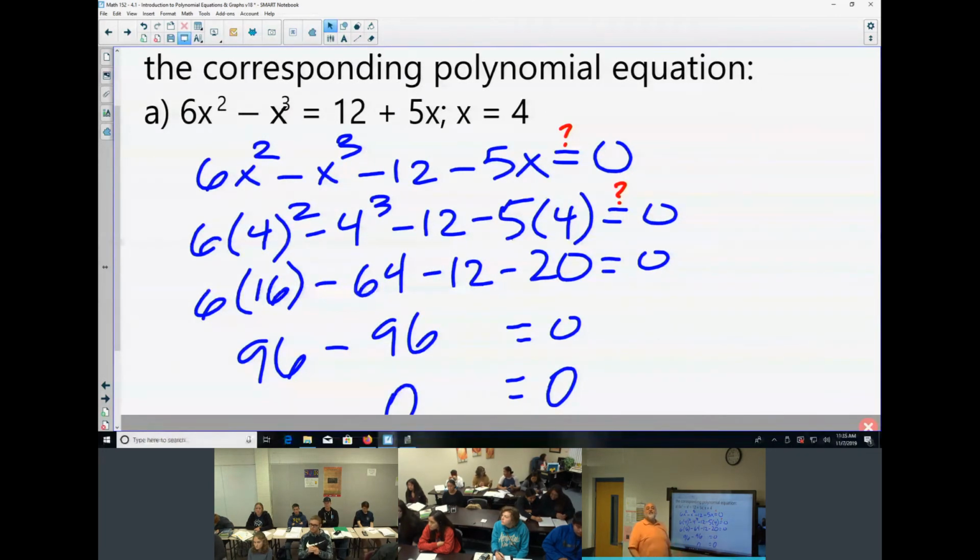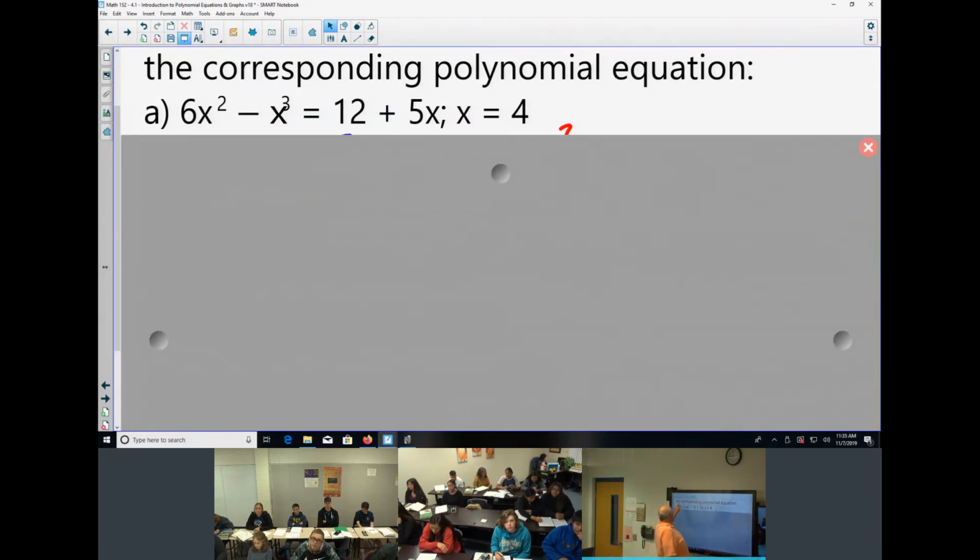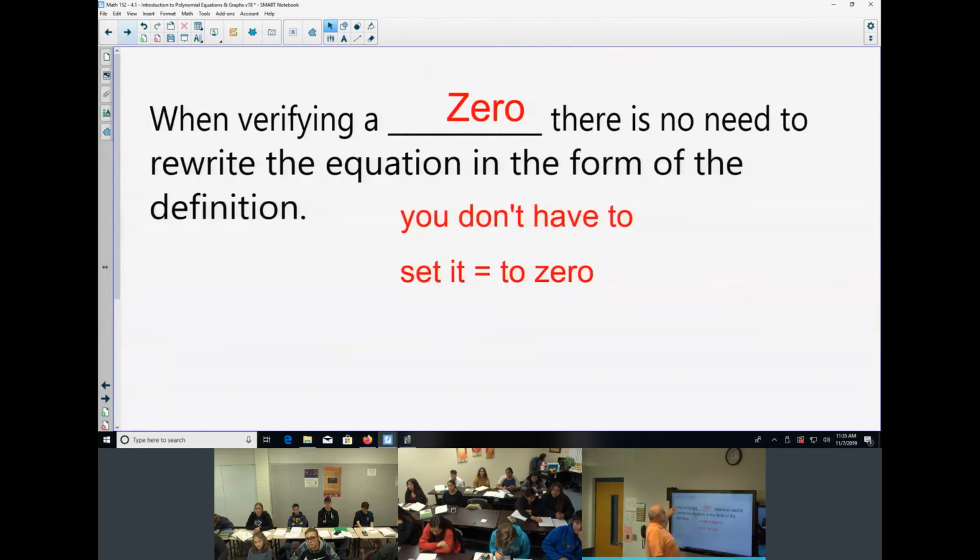But you don't have to do it that way. See, the way I did the examples, I just plugged in the number and saw if the left and the right side were equal. Okay? And so when verifying a 0, there is no need to rewrite the equation in the form of the definition. So you don't have to set it equal to 0. You can if you prefer, but you don't have to. You can just set one side equal to the other and see if it checks.